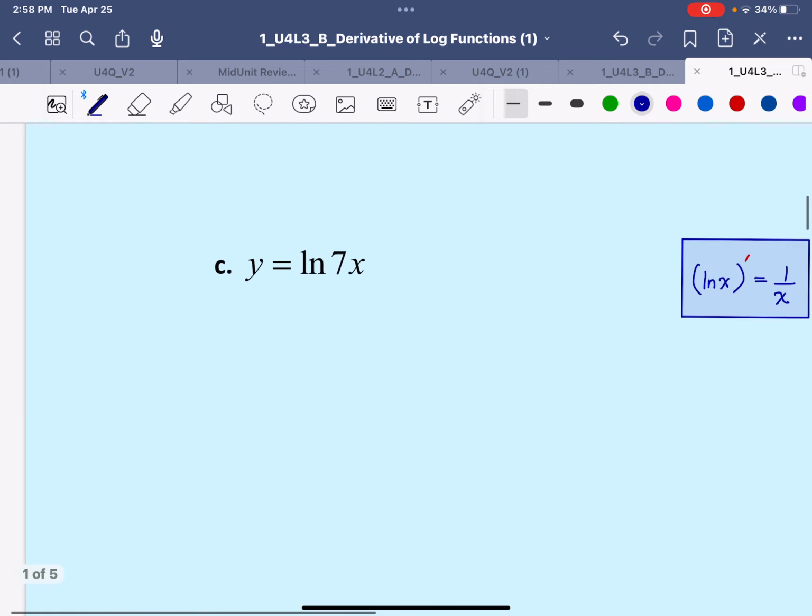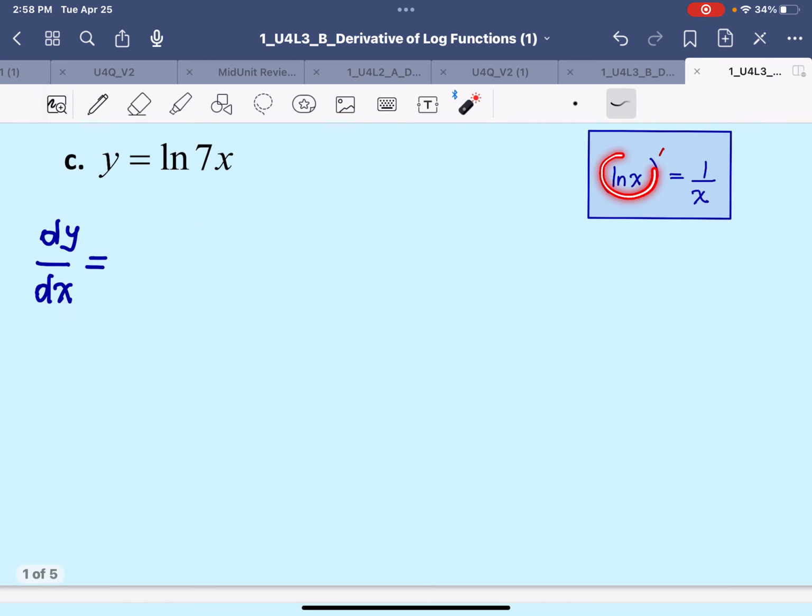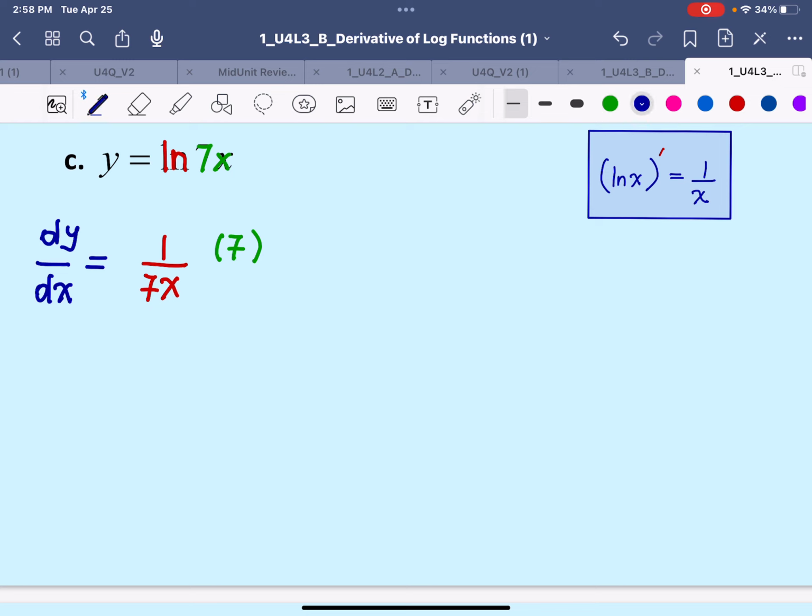Let's continue with the next example. Try on your own first. It's always more fun. dy dx equals, so in this case we're using the formula for ln of x. So we have ln of 7x. So we have the outside function, which is the ln function, and the inside is 7x. So we'll start off with the outside function, which will be 1 over 7x, multiplied by the derivative of the inside, which is the derivative of 7x, which equals 7. And surprisingly, you see that the 7 and 7 simplify, and we get 1 over x. This is the same as the derivative of ln of x, something to think about.